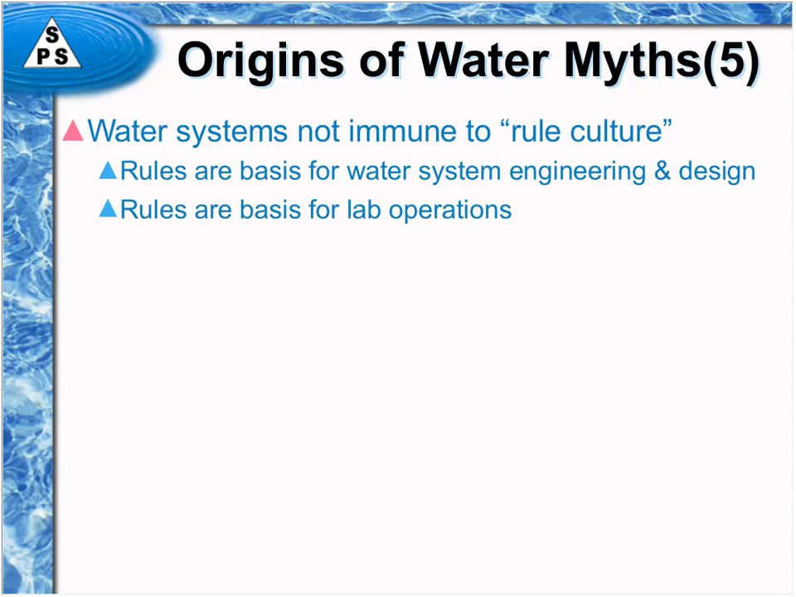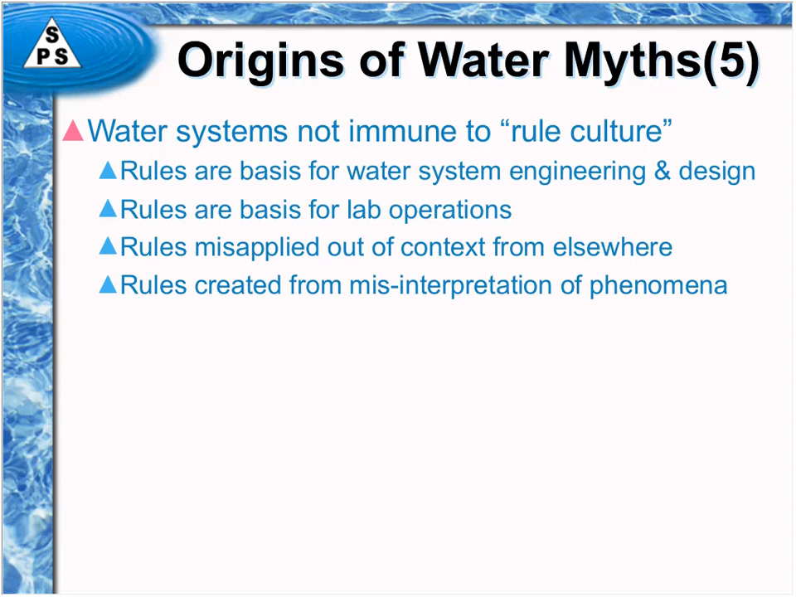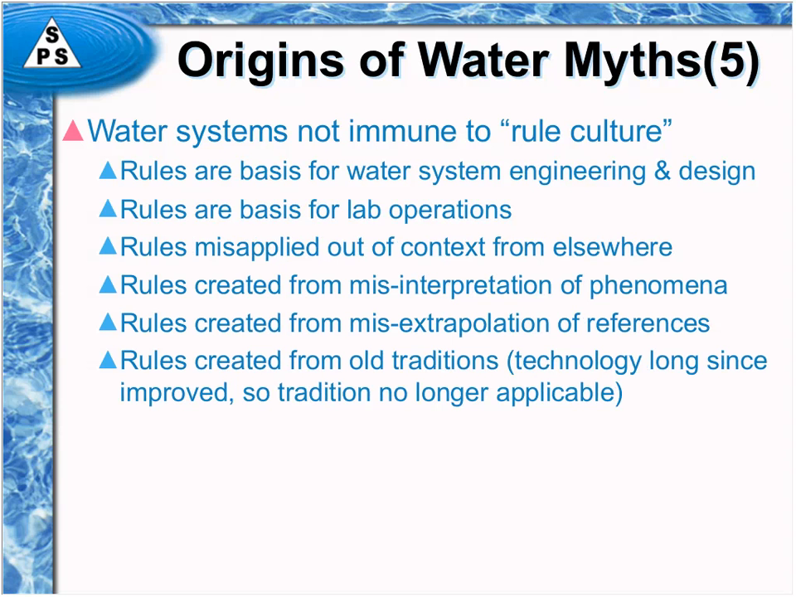But rules are also the basis of how things are done in a laboratory. Remember, things are all done by SOPs, and SOPs are nothing more than rules. They're just complex instructions on how to do things, which are in essence a complex rule on how to do something. Sometimes the rules develop because they're misapplied out of context from some other location. Sometimes they're from a misinterpretation of a phenomenon or misextrapolation of a reference of some sort.